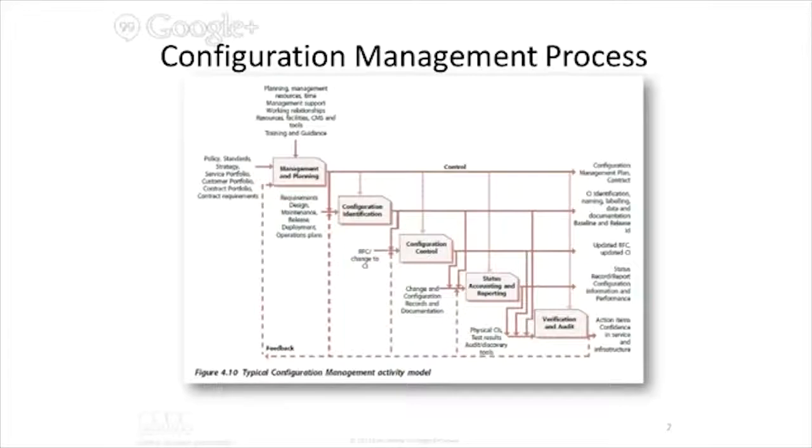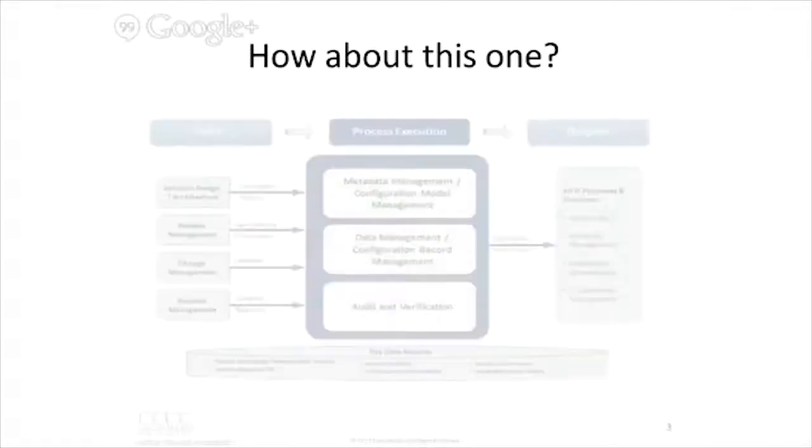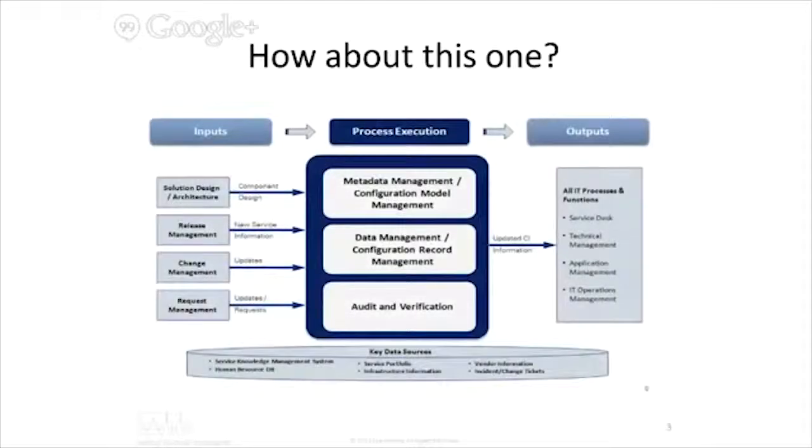So the approach that we initially thought of, and that we've gone ahead with suggesting at a few places, is this: simplify it. There are inputs, like every process, there's certain process execution, and there are outputs. And in terms of execution, there are very simply three main steps: metadata management, data management, and origin verification. Oversimplifying it, but sometimes that helps.